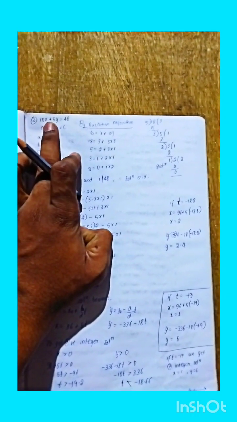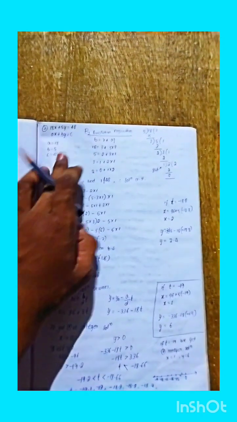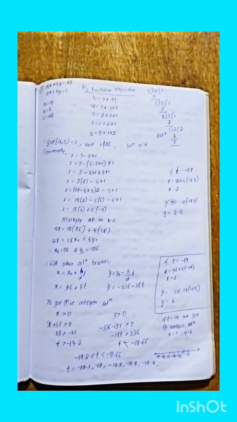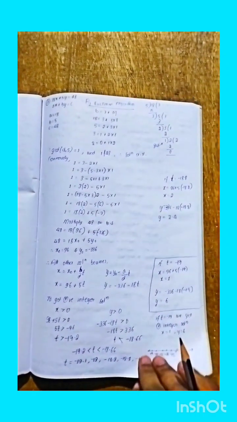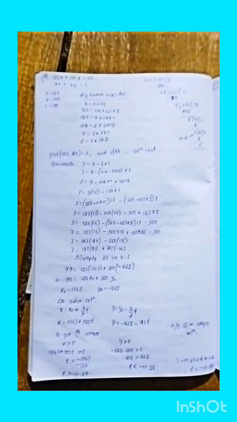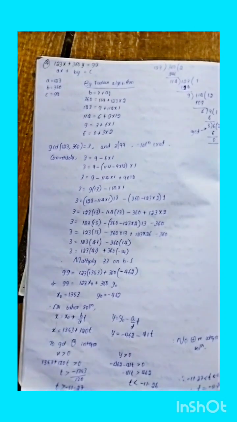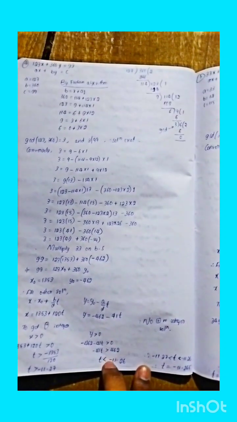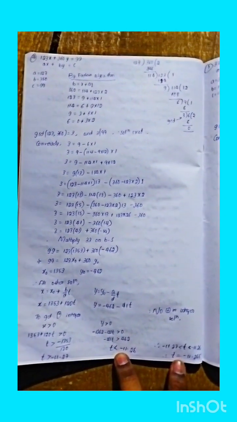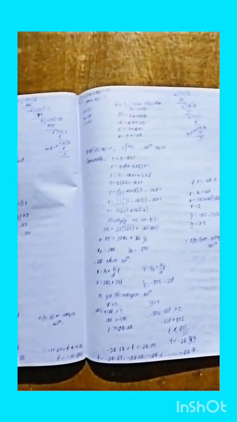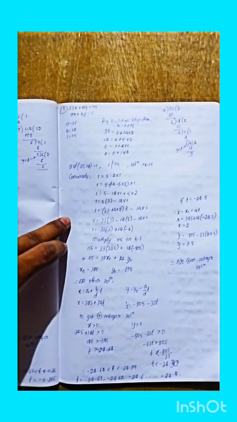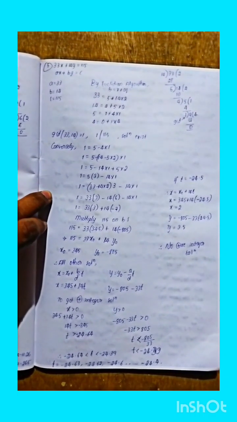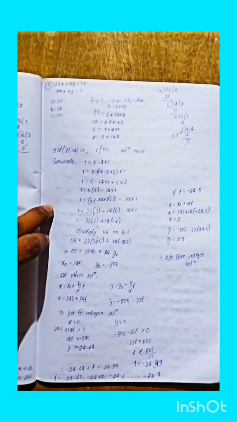Another question: 18x plus 5y is equal to 48. The same procedure is applied. Take a screenshot and work it out. Next question: 123x plus 360y is equal to 99. Next question: 33x plus 14y is equal to 115. Take a screenshot and work it out.